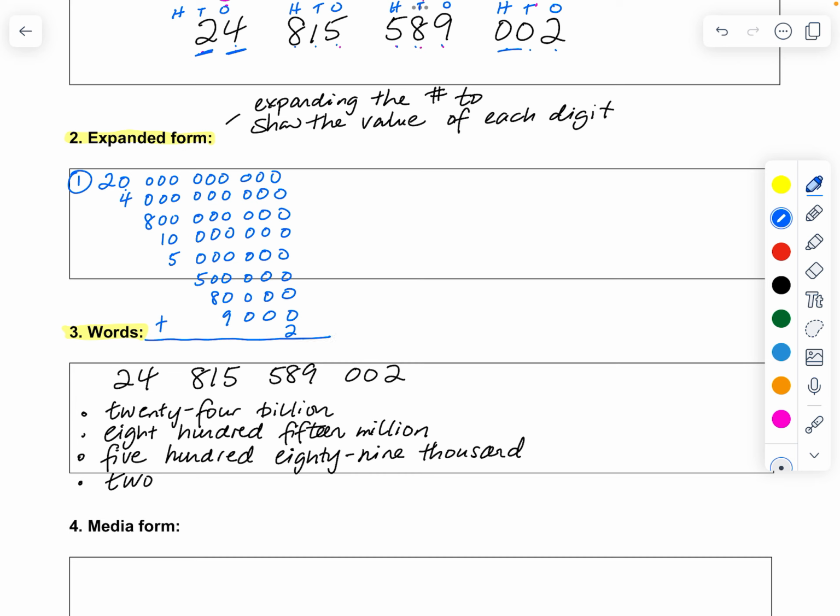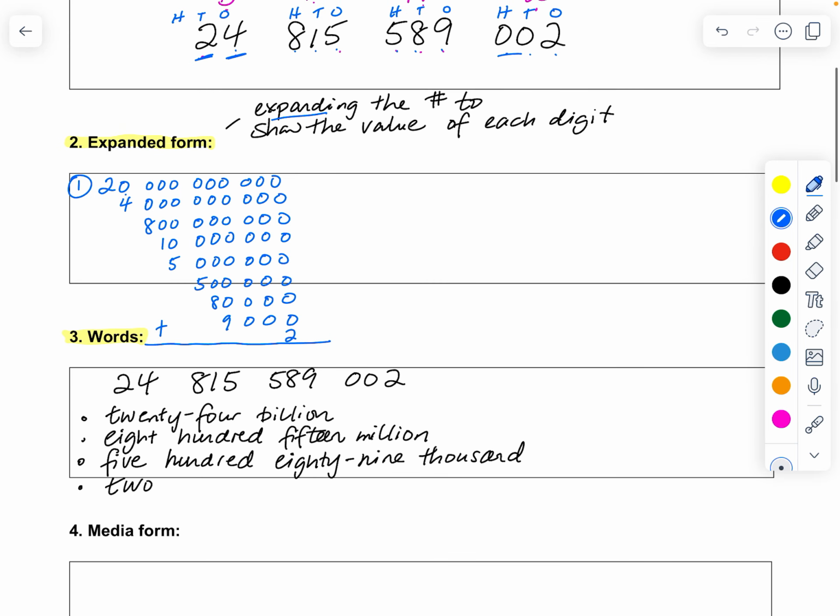Okay, because we are expanding the number to show the value of each digit. So I'm going to write the answer down below so we know what it is, if we did it correctly: 24,815,589,002. I'm going to do commas just because I had to squeeze it in a little bit. Okay, so that's the first method.